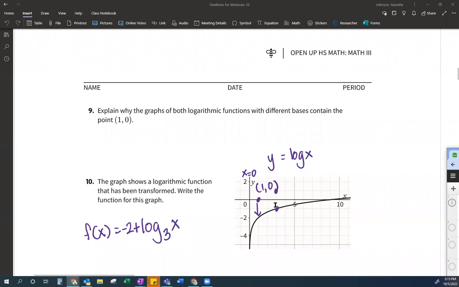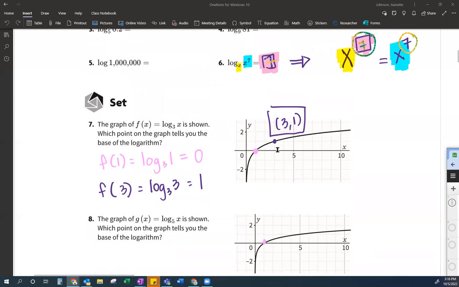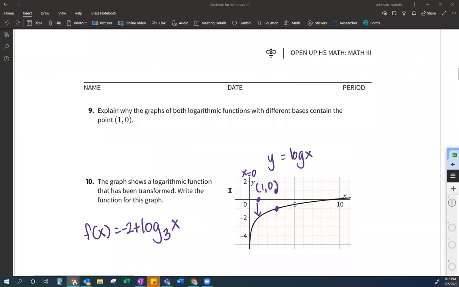Yeah. So if you look at this point here, I wanted to look at it before we shifted it down 2. So when I shifted it down 2, it is here. But before I did that, it was up here. And from what we learned up here, (3, 1), right? Basically told me what my base was. So you're going to look for where that point hits the line y equals 1, because that's going to be your base. That makes sense?